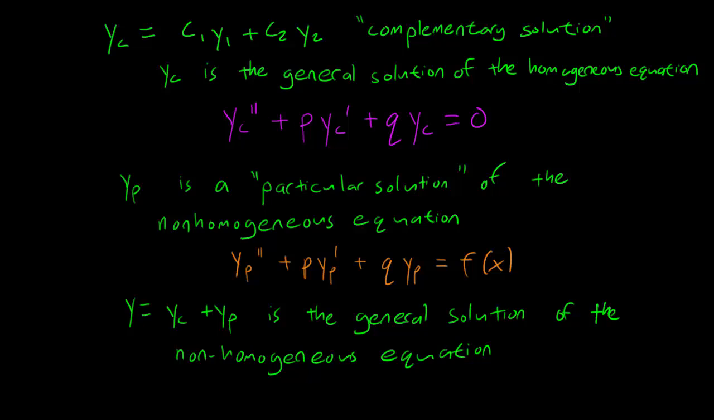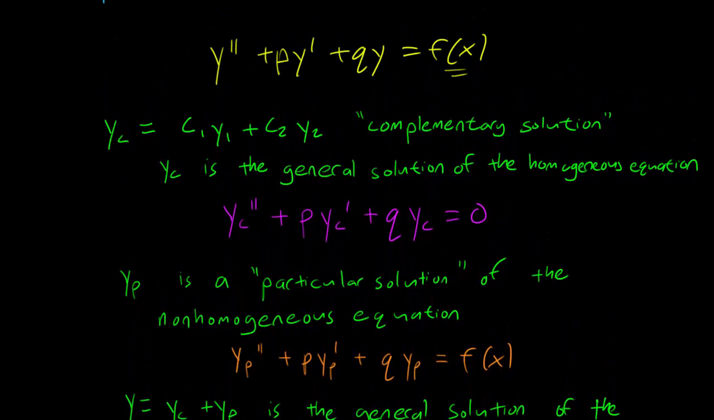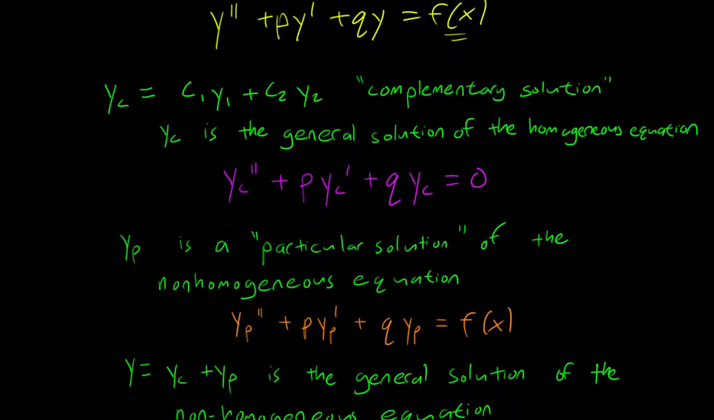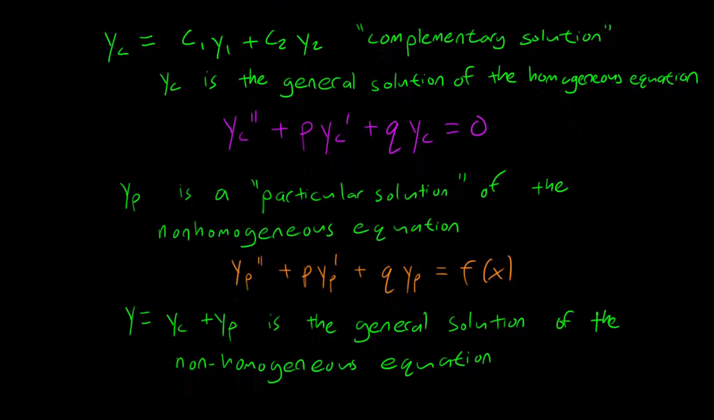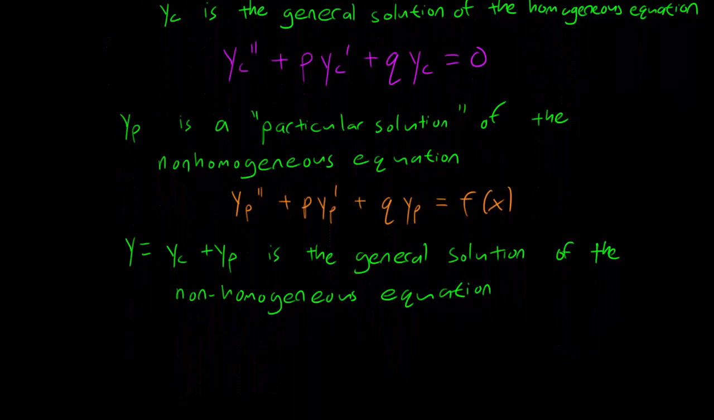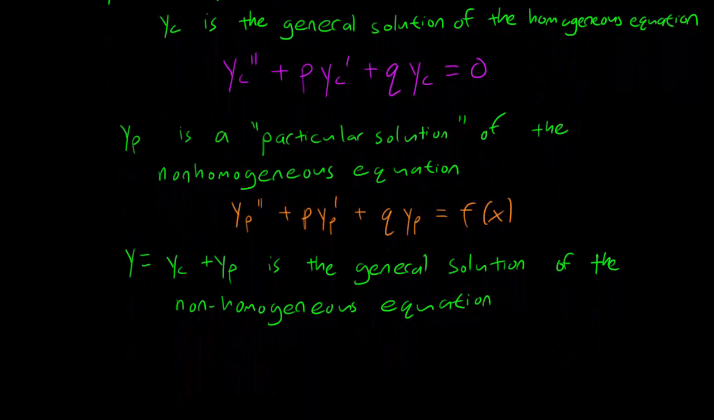To find the general solution of the non-homogeneous equation, it's still a second order equation, so we still need to have two constants. So the yp doesn't have any constants, but the yc does. And so to find the general solution, we have to add yc and yp.